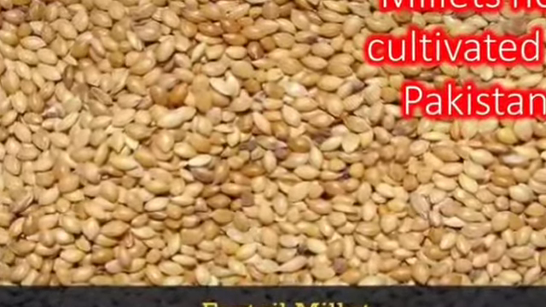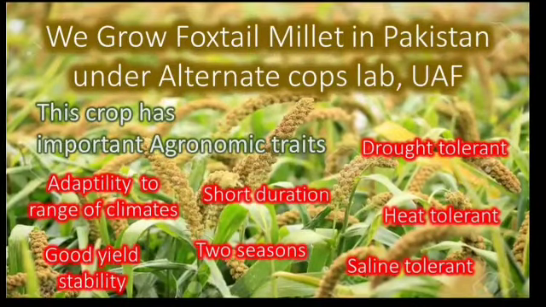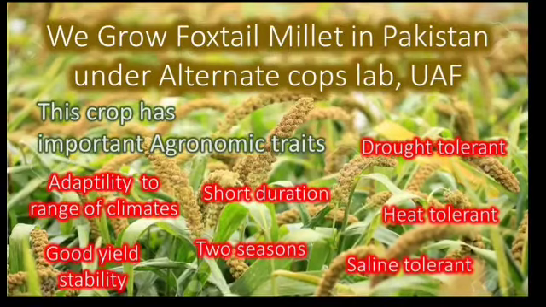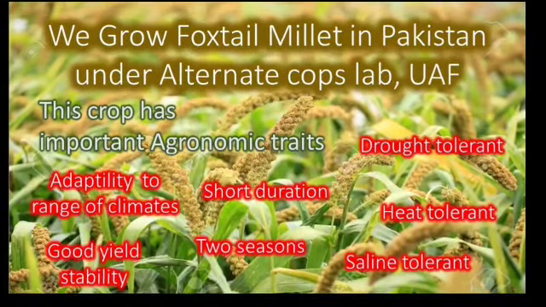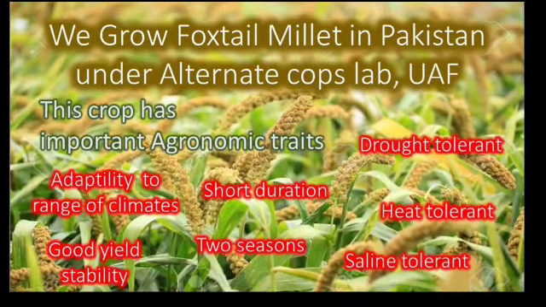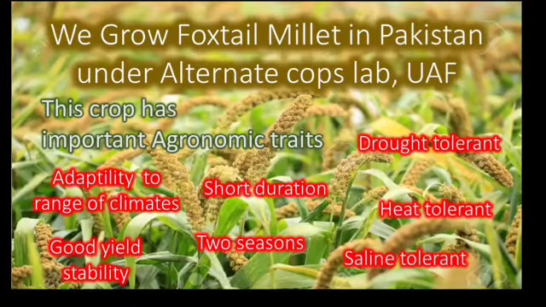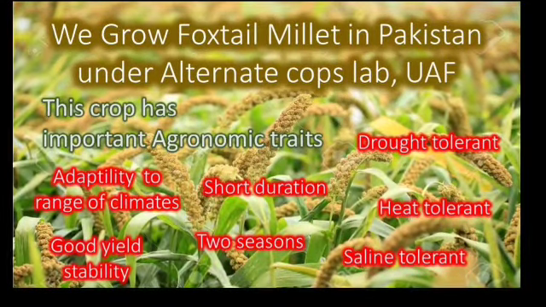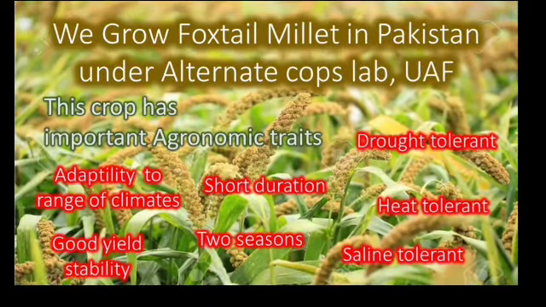Let's grow foxtail millet in Pakistan. This crop has important agronomic traits. While we studied this crop under the Alternative Crops Lab (UAF), this crop is drought tolerant, heat tolerant, saline tolerant, short duration, 2 seasons, spring and kharif, adaptable to a range of climates, with good yield stability.